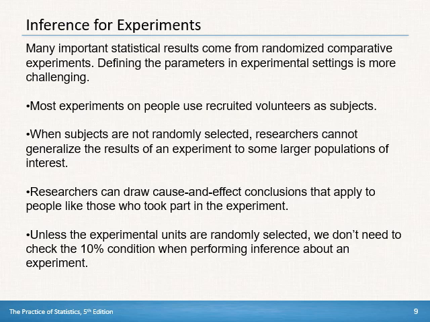Unless the experimental units were randomly selected, we don't need to check our 10% condition when we're doing inference about an experiment. So if we're running an experiment and we're doing our 4-step process, then we don't have to check the 10% condition when we're not sampling. When we use volunteers, we randomize because we randomly place them into different treatment groups, but we didn't sample without replacement, so we don't have to check our 10% condition.